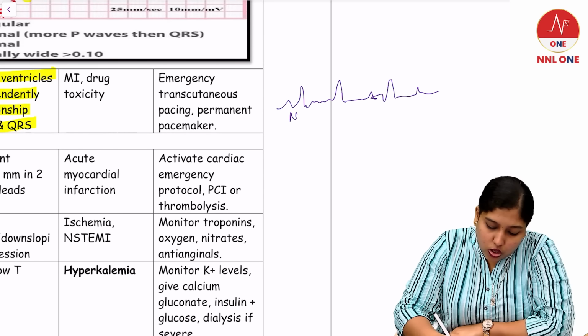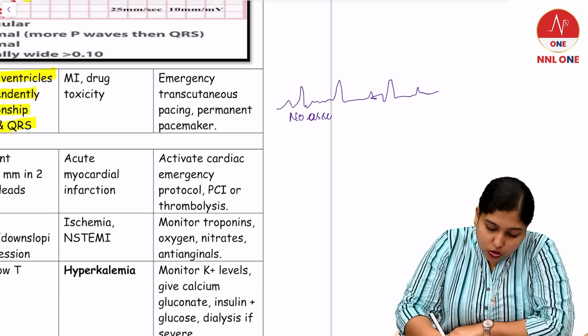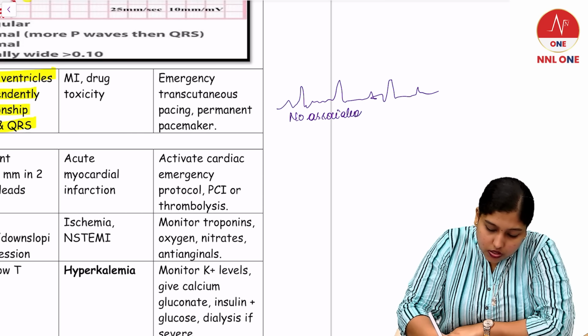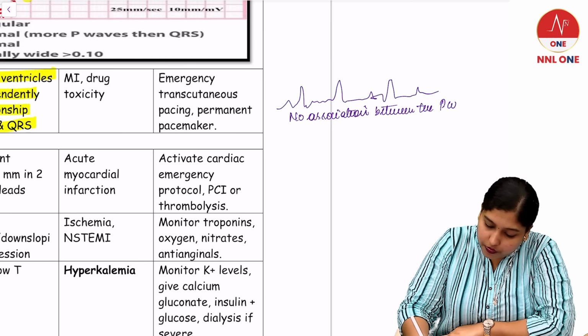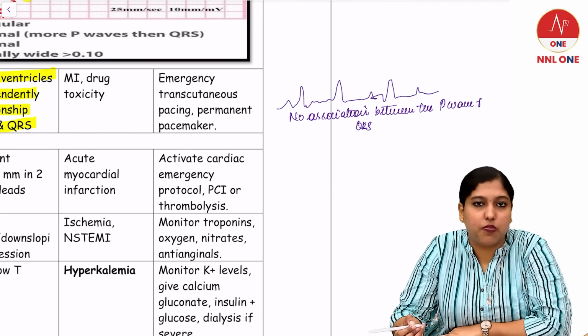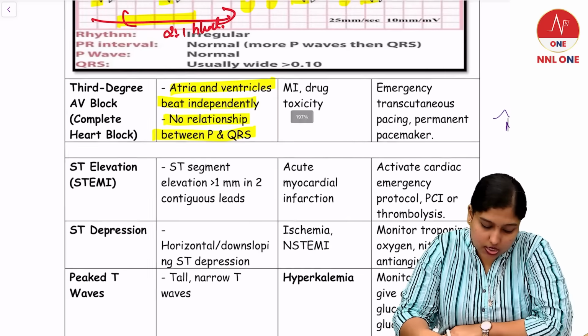Okay, no association between the P wave and the QRS. No association between the P wave and the QRS is seen in this case.